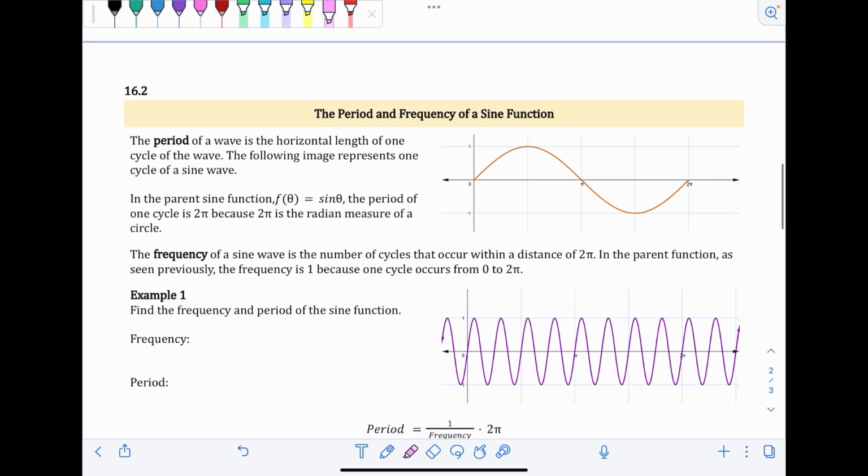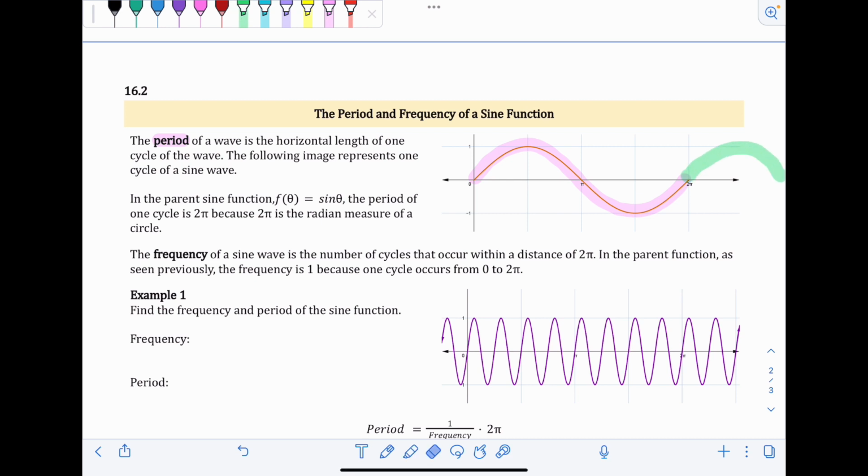Okay, 16.2, the period and frequency of a sine function. So a couple new vocab. The period of a wave is the horizontal length of one cycle of the wave. The following image represents one cycle of a sine wave. A sine wave is going to continue forever and ever. So right here, from here to here to here to here, that's one period. That's one length before it starts to repeat itself, because after that it would go up, come back down, and just be the same pattern over and over again.